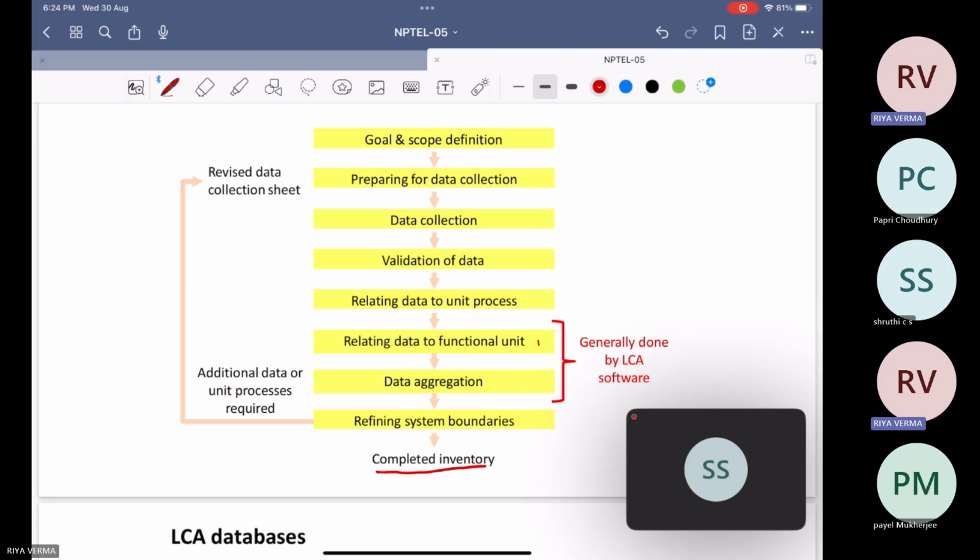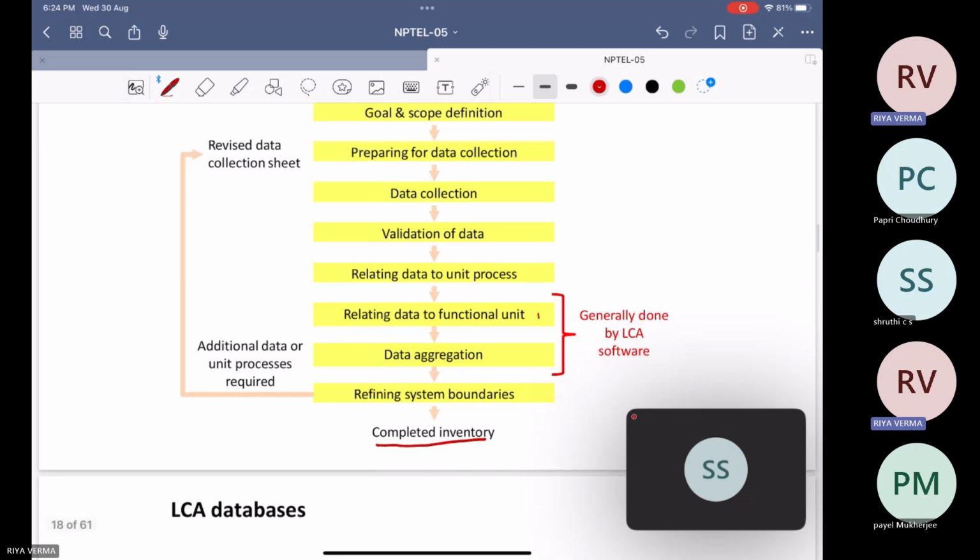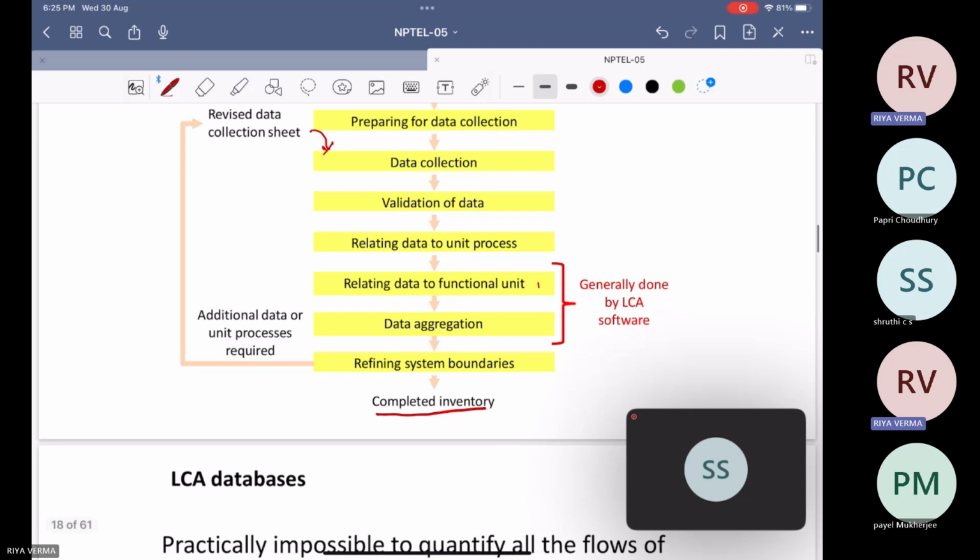And after performing all this process, if we get to know that there are some limitations involved in our LCA process, or if we need to have certain manipulations, then we need to refine the system boundaries. After that, we have a revised data collection sheet, and then we repeat all this process again if we have some additional data or unit process required.